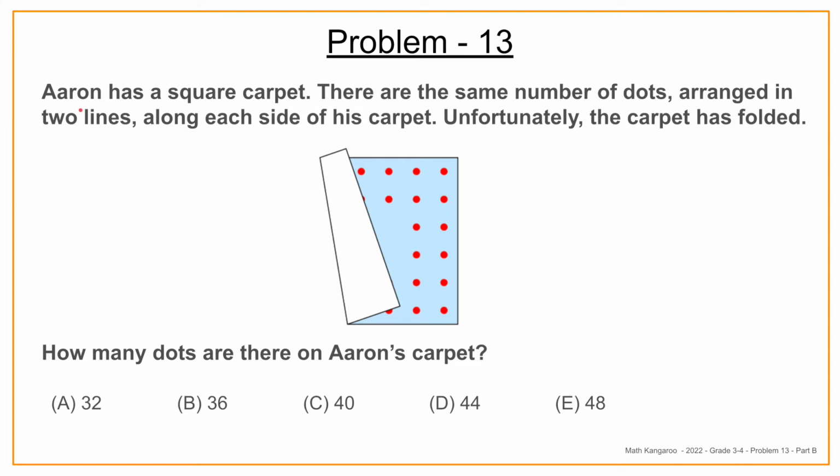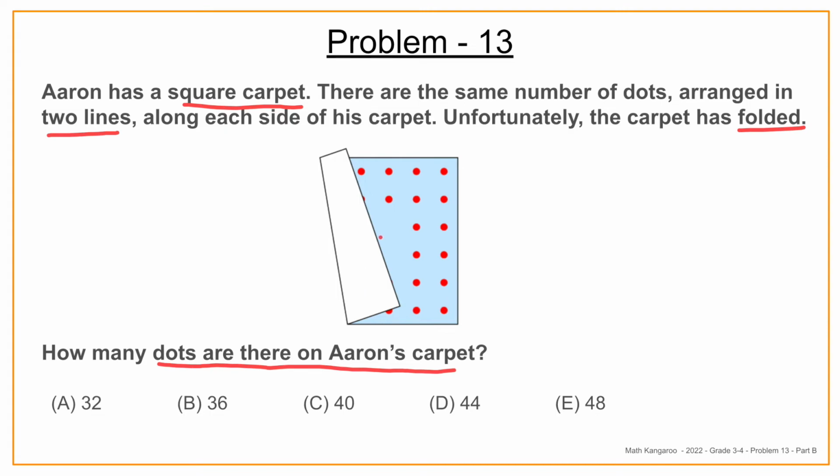Problem 13. Aaron has a square carpet. There are the same number of dots arranged in 2 lines along each side of the carpet. Unfortunately, the carpet has folded. How many dots are there on Aaron's carpet? These are our options. Aaron has a square carpet with dots on it, but some of the dots are hidden because the carpet is folded. Let's figure out how many dots are on the carpet together.